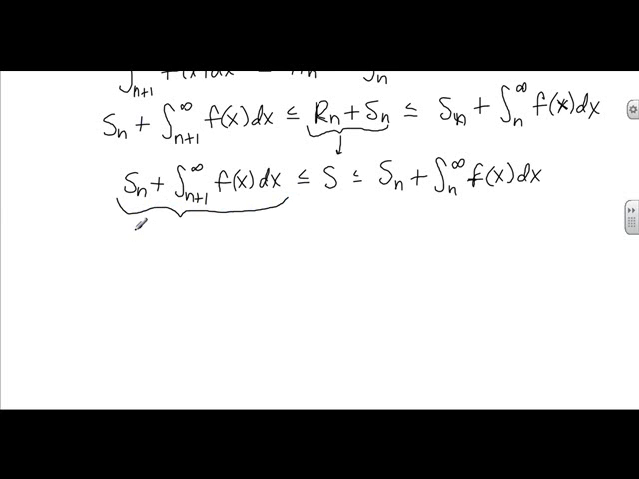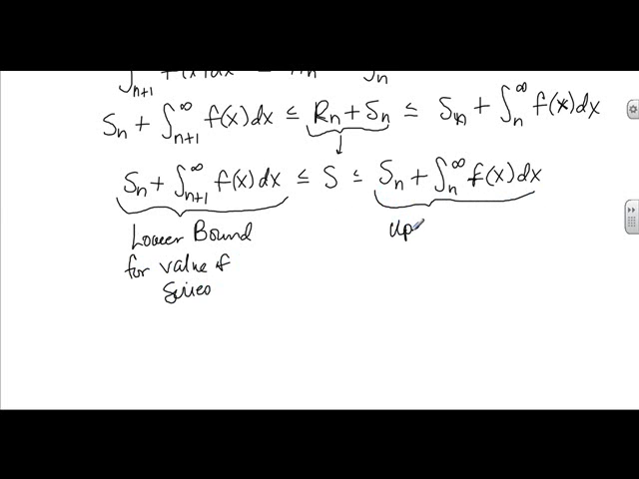Same deal with the right end of this inequality. We're going to be able to get a numerical value for this, which has got to be greater than or equal to the value of the series. So this is an upper bound for the value of the series. The notation your textbook uses is L sub n for the lower bound and U sub n for the upper bound, just so you are aware what that is.